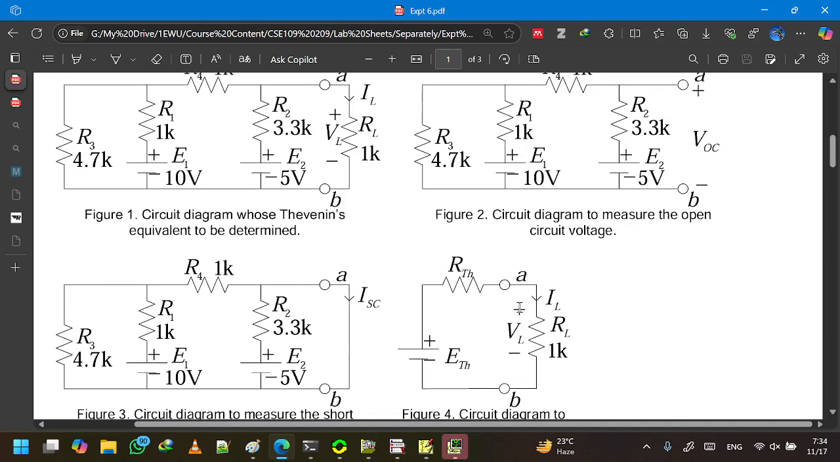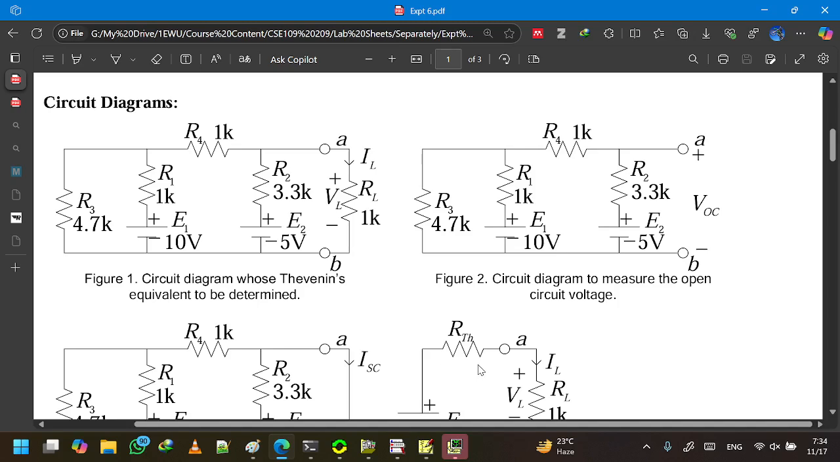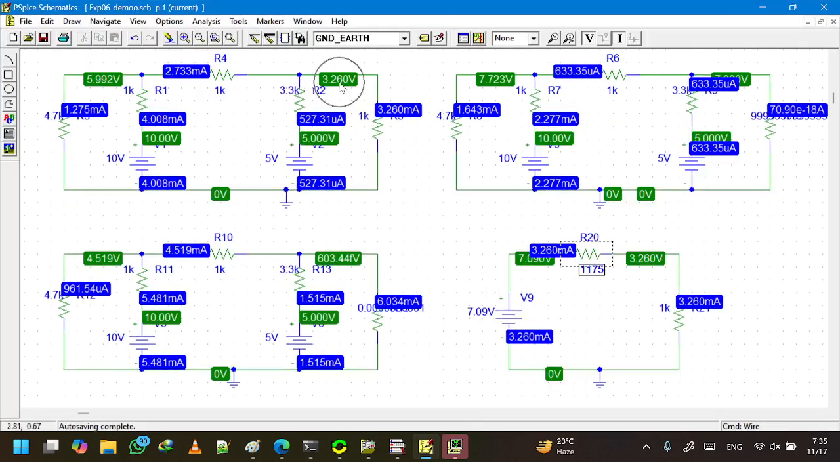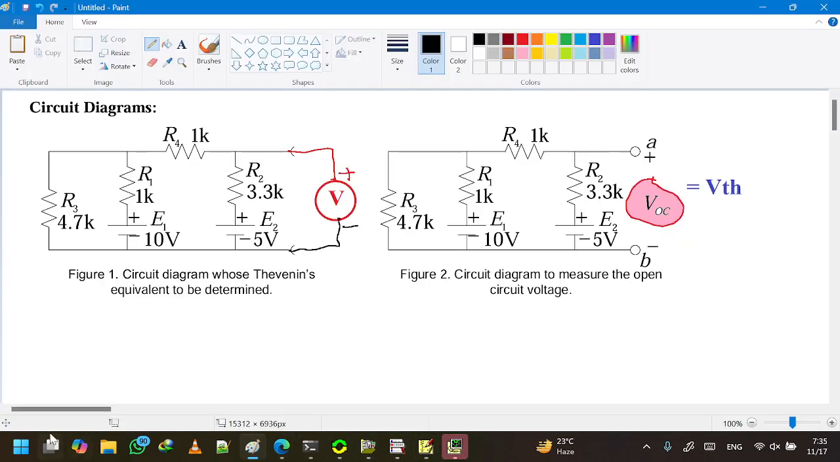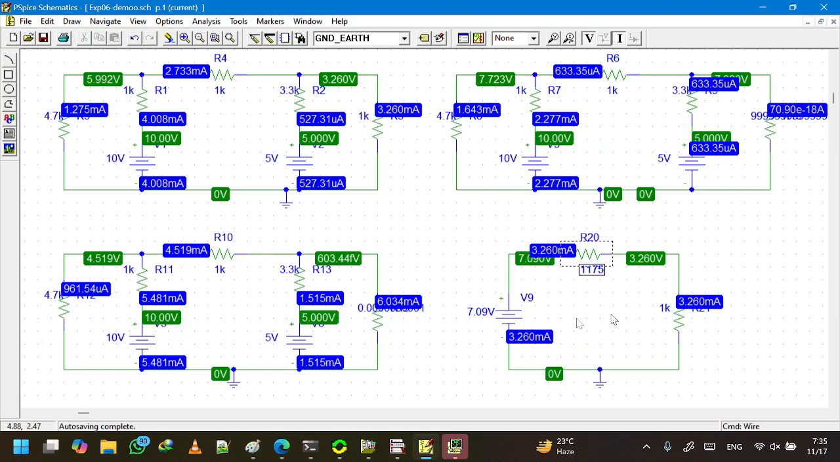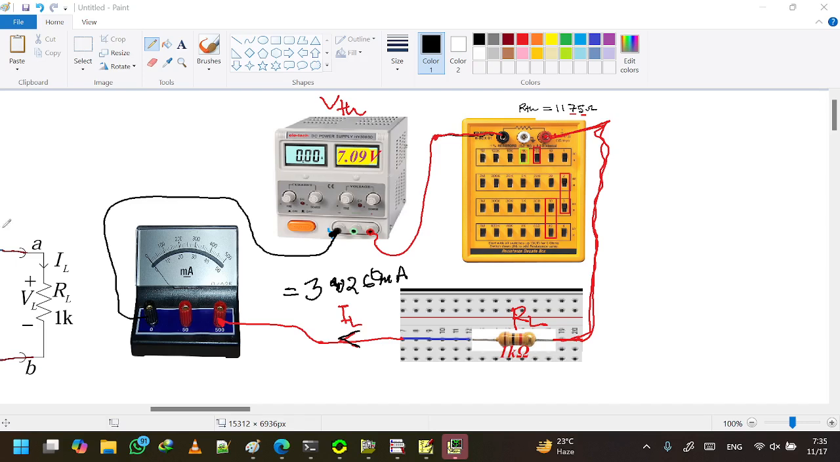So RN and RTH are the same thing, which makes the first circuit and the third circuit the same circuit. If these two circuits behave exactly equally, then IL and VL for the first circuit should match the IL and VL of the Thevenin equivalent circuit. From the simulation, it was quite clear that we see 3.260 volt and 3.260. Sorry, perhaps I have written it wrong earlier. It is 3.260, not 3.026. So 3.260 milliampere, and for the Thevenin circuit as well, we see the same.